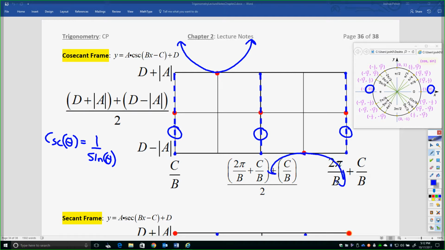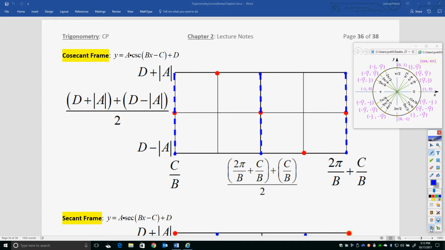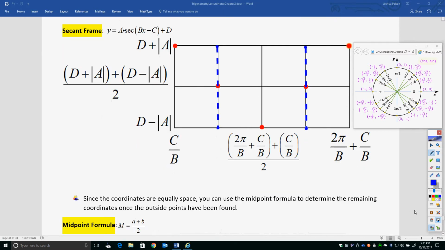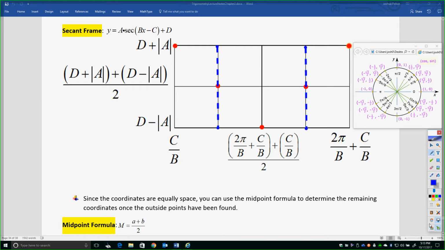Okay. And you can notice that they follow the sine graph if you were to put one in there, because sine is the reciprocal of cosecant. Likewise with secant. Secant is the reciprocal of cosine, so the secant reciprocal is 1 over cosine.